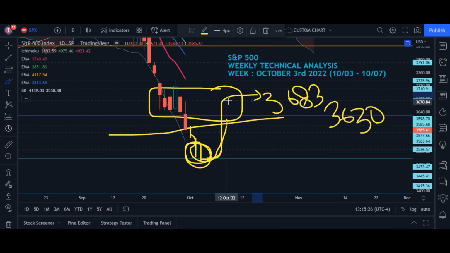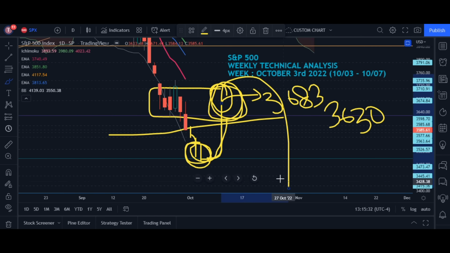Now after hitting the 200 week moving average, then we can see a struggle. Whenever there will be a confirmed struggle, then it will further come down and it will begin its journey towards 3400.